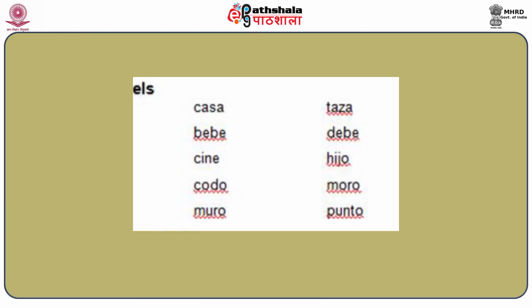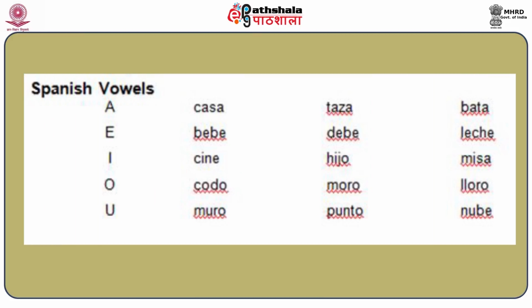Now, like in English, in Spanish also there are 5 vowels. Vowel is known as vocal in Spanish, and the Spanish vowels are the same as in English. In English we have A, E, I, O, U, but in Spanish the same vowels are pronounced differently. With the vowel A, examples are casa, taza or bata.